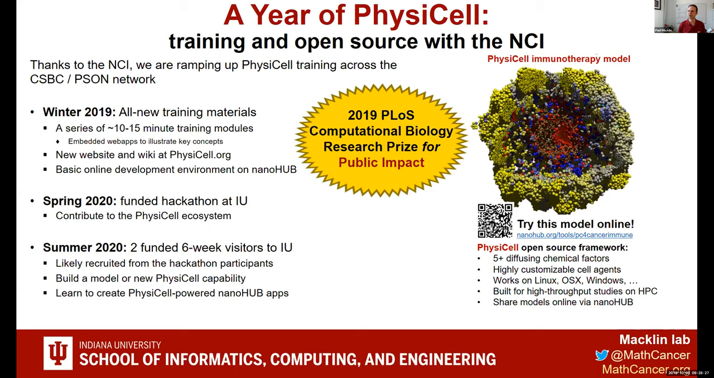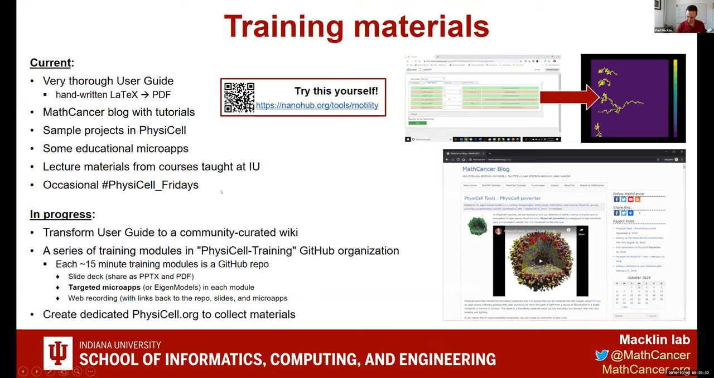To zero in on this in a little more detail, we've been developing training materials. So far we have a very thorough user guide, which was painstakingly written in handwritten LaTeX, not scalable. We have a handful of NanoHub-based apps. For example, here is an app you can use to try out motility to learn about biased random migration. We have sample projects in every download, and every now and then we have a PhysiCell Friday on Twitter where we might share a tutorial or blog post of some kind.